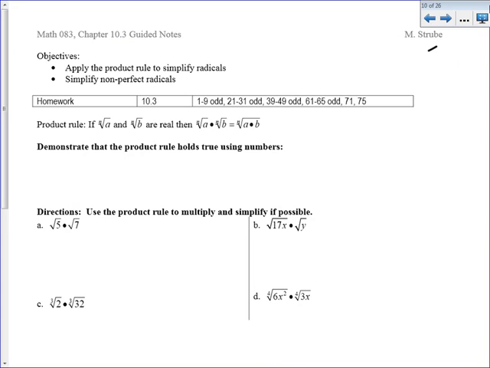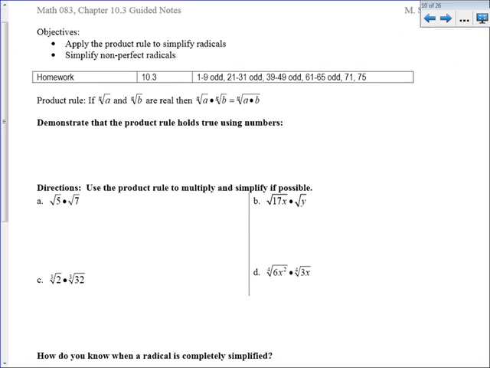So what we're going to work with today is the product rule, and we're going to use this to simplify our harder radicals, the ones that aren't perfect. First thing we're going to do is show, using numbers, that the product rule holds true. Let's look at the square root of 9 times the square root of 4 versus the square root of 9 times 4. We did a very similar problem back in 10.1, but we used addition, and we didn't get the same answer.